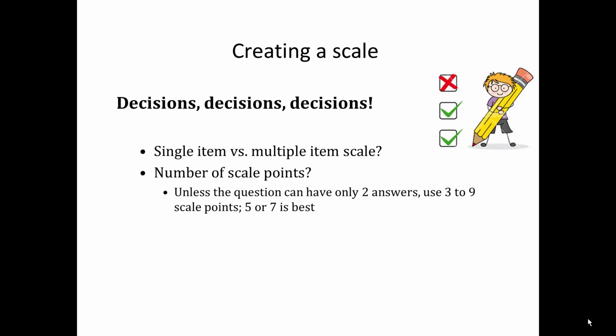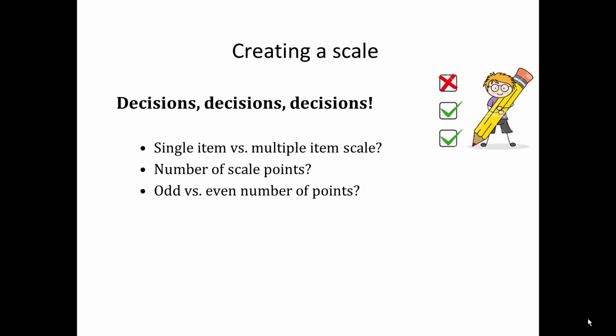How many scale points should the scale have? The more points you have, the better your ability to differentiate between different shades of opinion. Unless you have a simple yes-no type of question, usually you need a minimum of 3 scale points and you can go up to 11 scale points. The recommended number is 5 to 7 scale points.